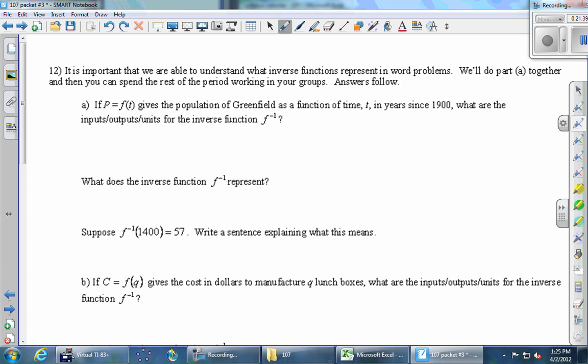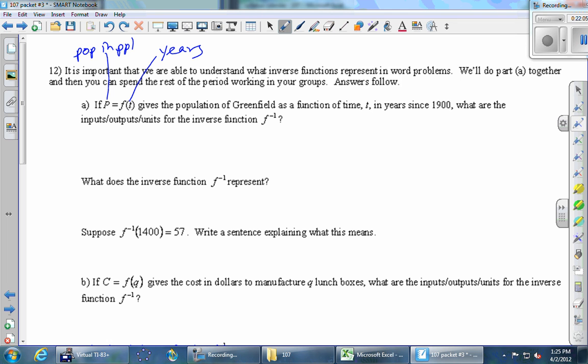Okay, so why do we care about inverse functions? Well, I want us to be able to handle sentences like this. All right, so we've got the population as a function of time. So that means that the t is measured in what? So t is years since 1900. And that means that the output is what? It's population in people.